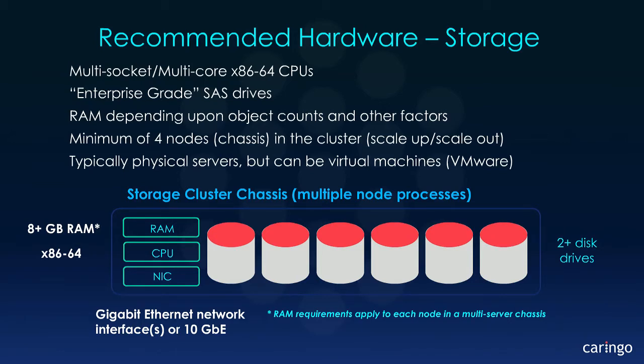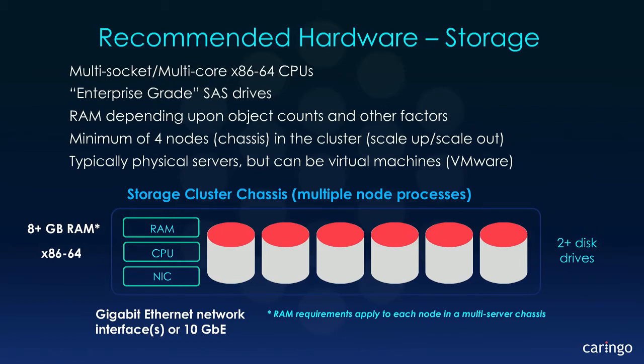The amount of memory that you're going to have in the server, again, is going to depend on your anticipated object count and other factors such as the protection scheme that you plan to use and other memory-intensive features that you may plan to use with the Swarm storage and so on. At minimum, you're going to want to have 4 nodes or servers in a production cluster, and then you would just scale up and out from there.